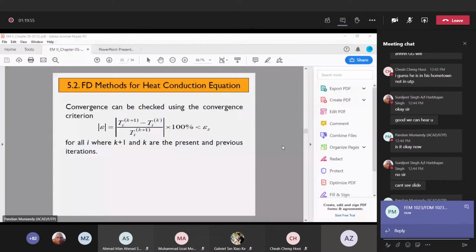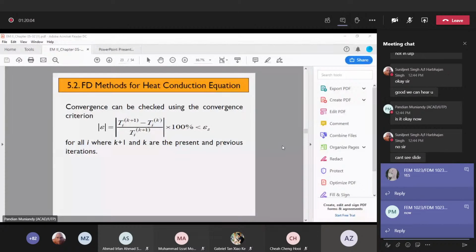Can you see the slide now? Can you see the slide now? Suniljit? Okay, all right. So continue.